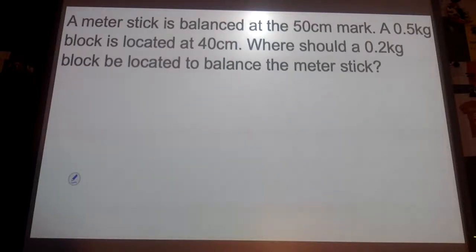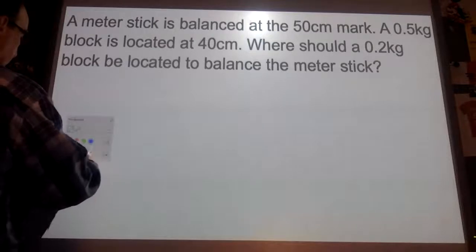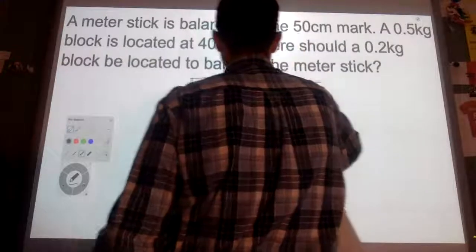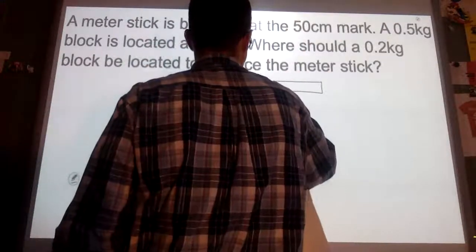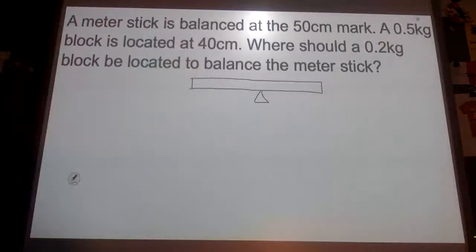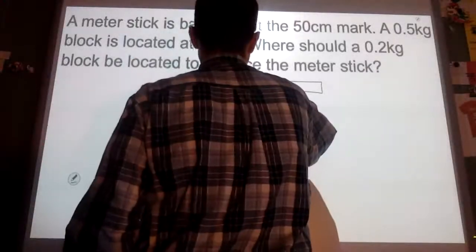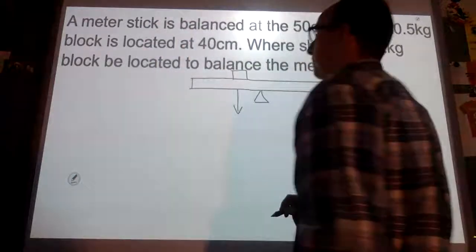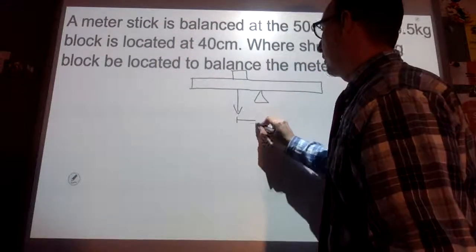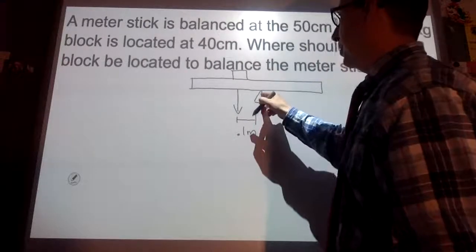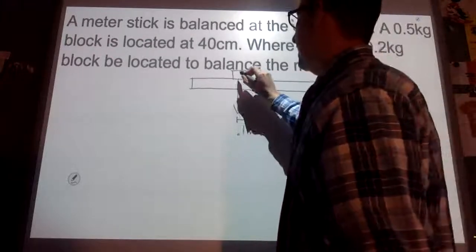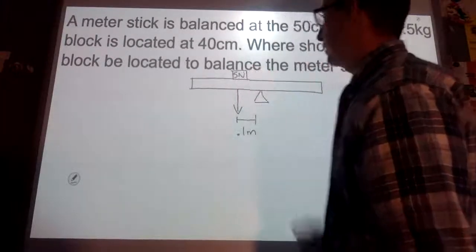So a meter stick is balanced at the 50 centimeter mark. So right in the middle. A 0.5 kilogram block is located at 40 centimeters. So that would mean that the block is here. That would be 0.1 meters from the fulcrum. If this is 0.5 kilograms, that is a 5 Newton block.